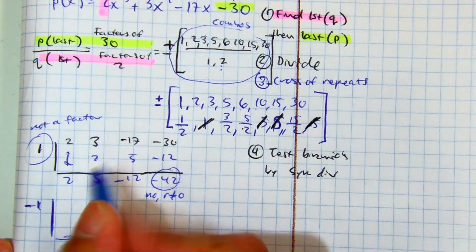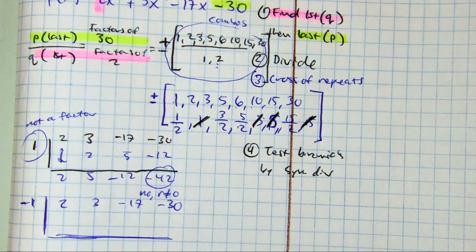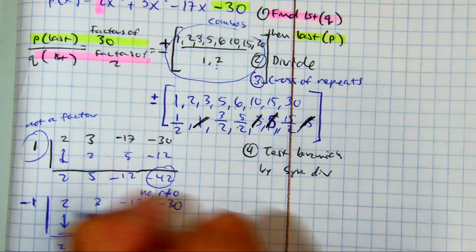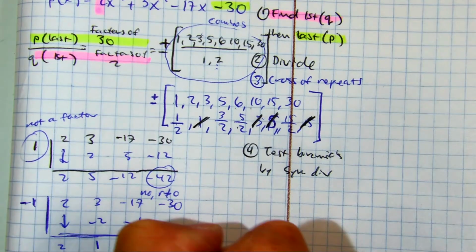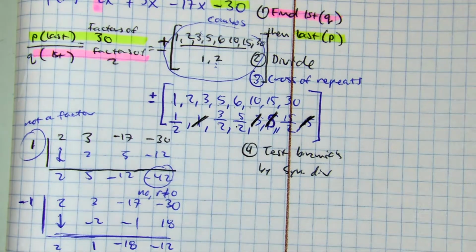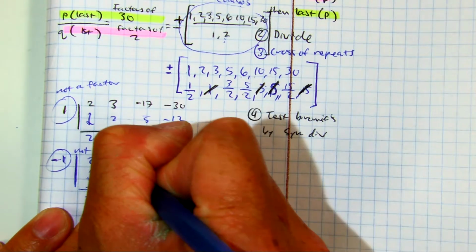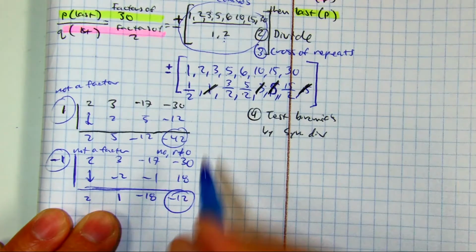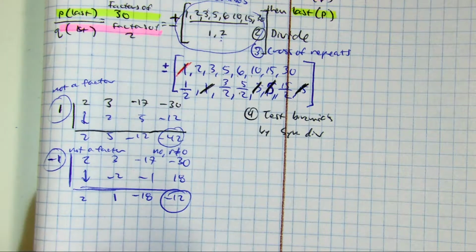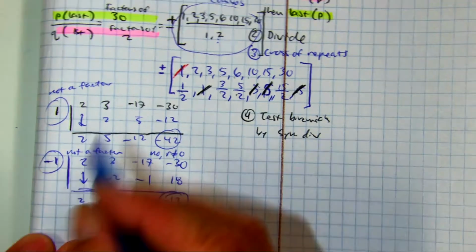If I put in -1, put it back in the left, right? Bring it down. 2, multiply, add, multiply, add, multiply, add. Class, is that a remainder? No. So the one that we tested, that doesn't work. Okay, what do you guys want to test next? 2. Someone says 2. Let's do it.